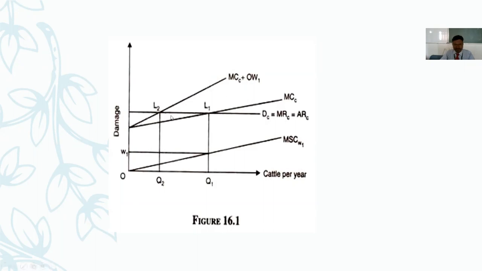So with this, L2 will be an optimum production point where both the parties will not be affected, and both the parties' marginal cost will be reduced. Because if you see the marginal social cost of W1, in case they are expanding like this, to L1, they have to spend a huge amount of MSC, that is the fencing cost at this point. And now they are spending only this level because they are not expanding their cattle size.